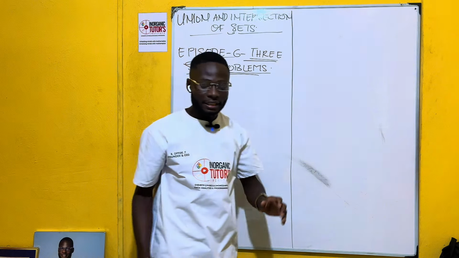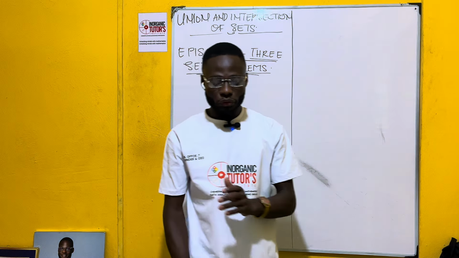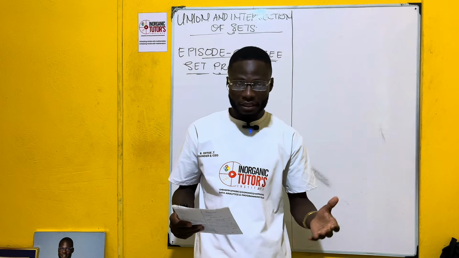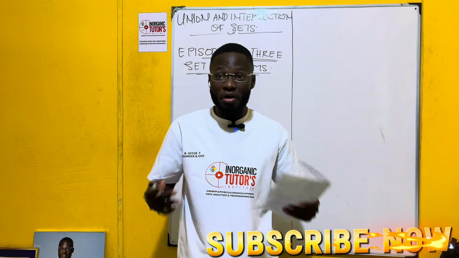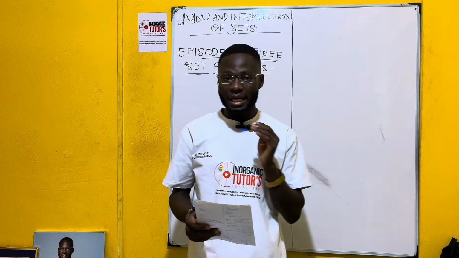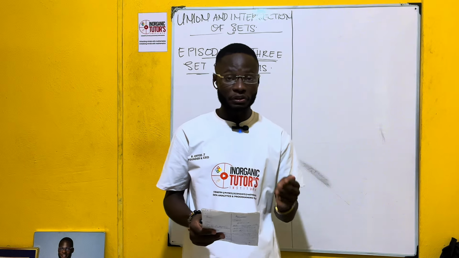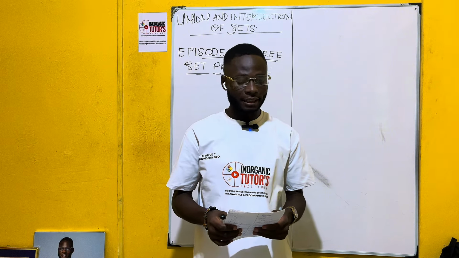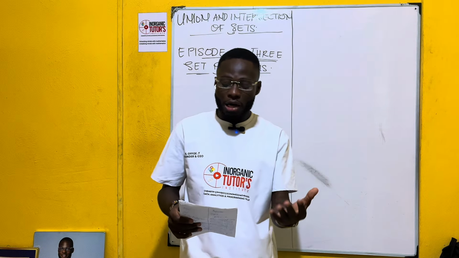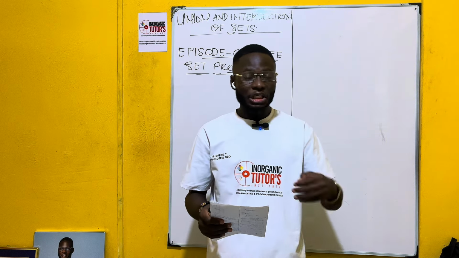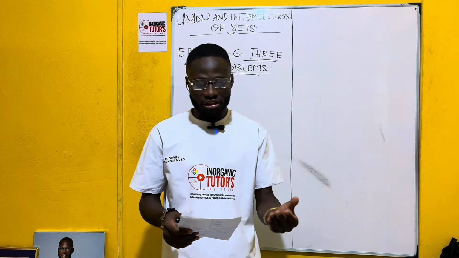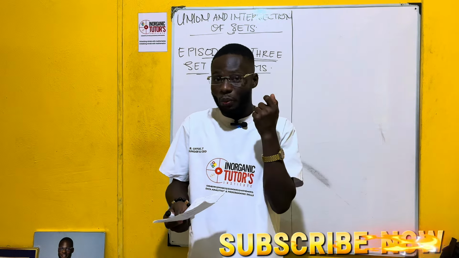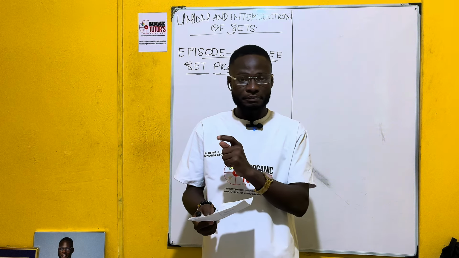So basically, from the previous episode, we learned how to solve problems involving 2 sets, and we used Venn diagrams. We saw how to find unions, intersections, and elements outside the sets. That is what we did in episode 5.